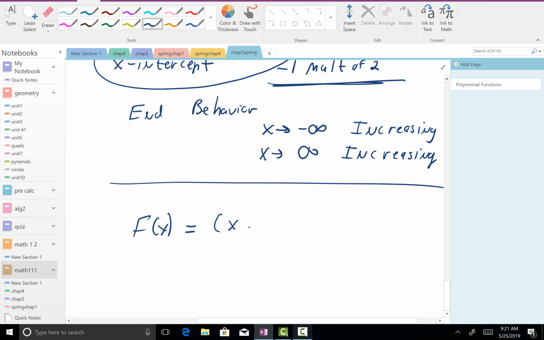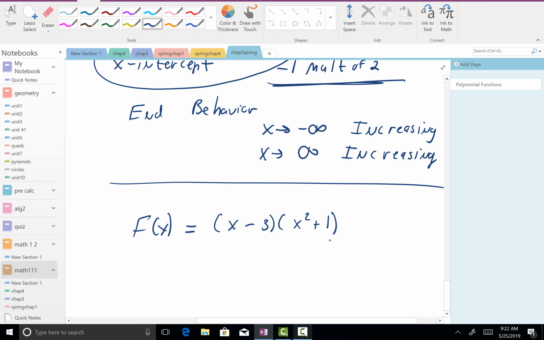So if you have something like this, okay, this is a little different than having the power outside. Okay, so don't get this one power confused with one that's going to be on the outside. So this kind of messes stuff up a little bit for us. So we know that one x-intercept, at 0, is 3.